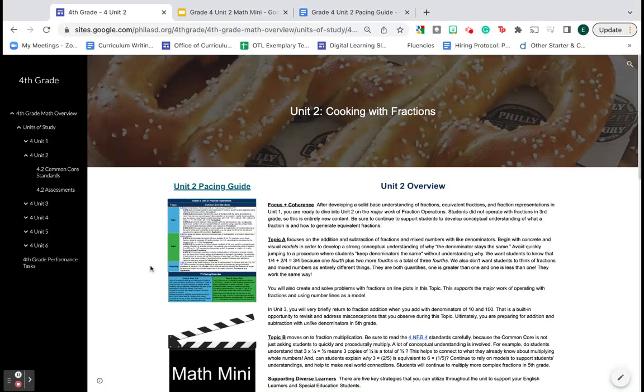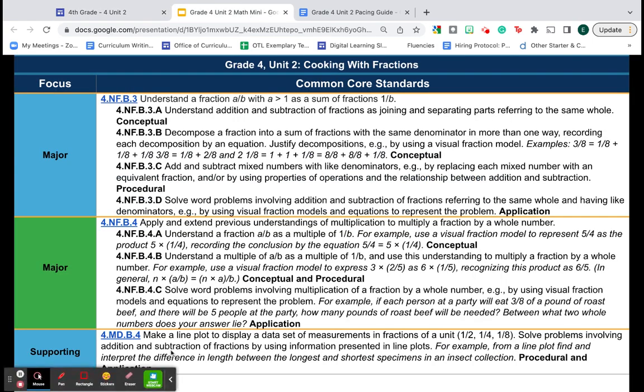Fourth grade, Unit 2, Cooking with Fractions, will look very familiar to last year. We updated and improved some of the formative tasks and opening routines. We adjusted the days just a little bit, but basically the standards and the flow is the same. So, what are those standards?